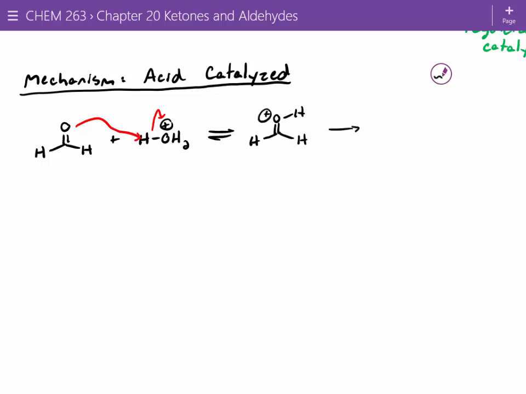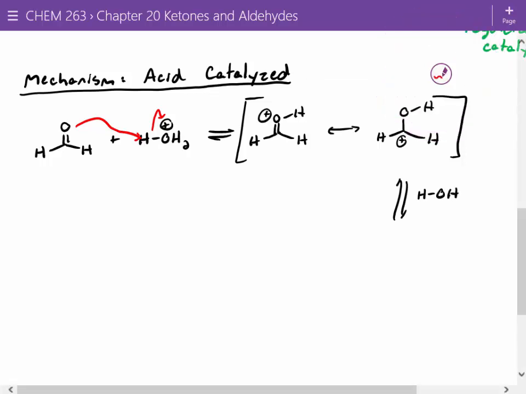Now we've got a really great electrophile where we can even draw a resonance structure where the carbon has a true positive charge. So the carbon is more electrophilic than in the base catalyzed mechanism. And then in the next step, we'll have water attack in. So water will be our nucleophile, add into the electrophilic center there. Again, we go through a tetrahedral transition state. Or not transition state, I should say intermediate.